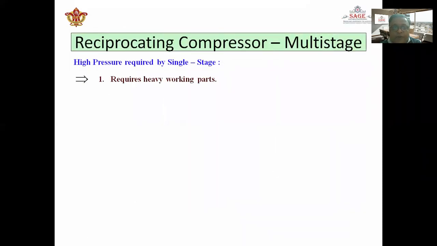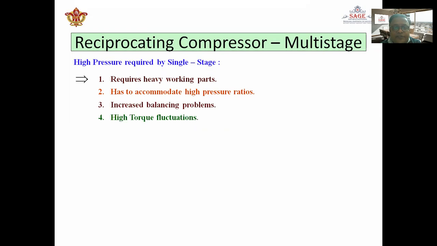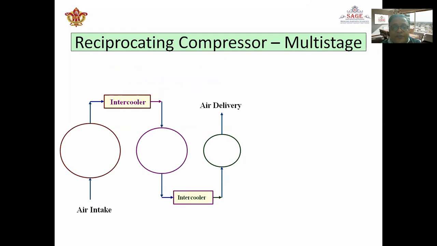A single stage producing high pressure requires heavy working parts, has to accommodate a high pressure ratio, and increases the balancing problem and torque fluctuation. These are the problems occurring in a single stage when compression is done at a high pressure ratio, and it requires a heavy flywheel installation. That's why multi-staging is in demand.